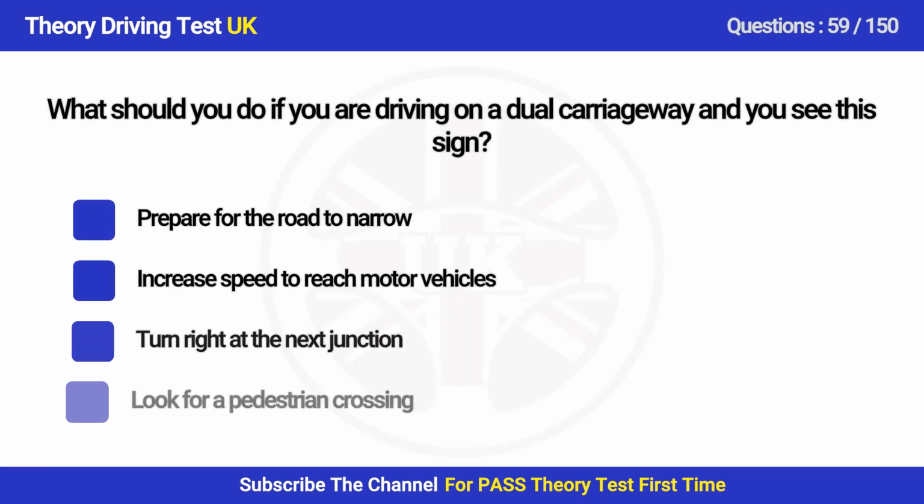Question 59. What should you do if you are driving on a dual carriageway and you see this sign? A, prepare for the road to narrow. B, increase speed to reach motor vehicles. C, turn right at the next junction. D, look for a pedestrian crossing.